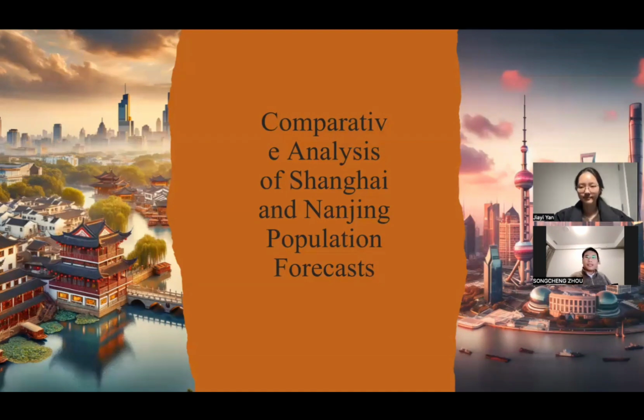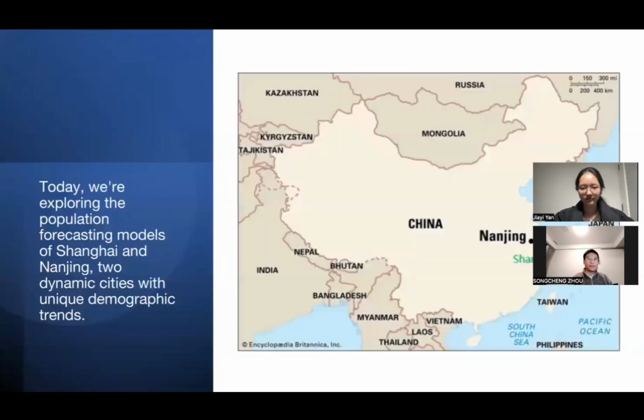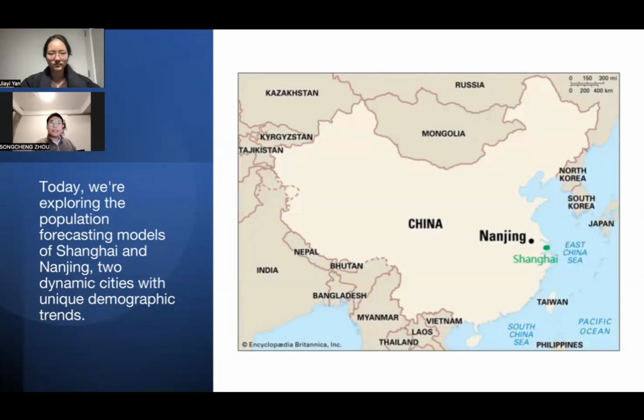Hello, today we'd like to make a comparative analysis of Shanghai and Nanjing population forecasts. The Shanghai Council requires accurate population forecasts for strategy planning. Similarly, Nanjing's urban development depends on precise population projections. This presentation compares the population forecasting models for Shanghai and Nanjing, focusing on the methods and assumptions behind these projections. They guide decisions that shape the future of the cities.